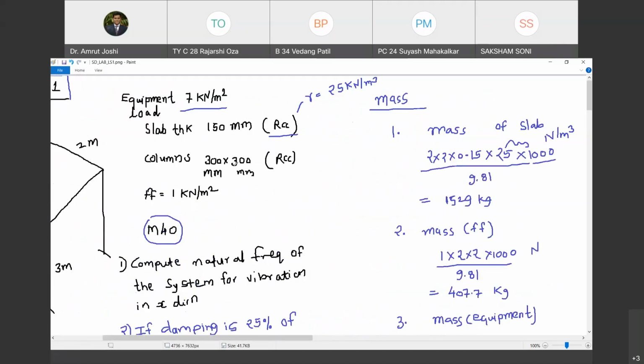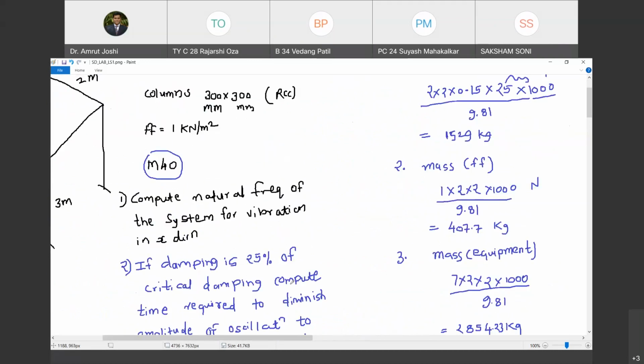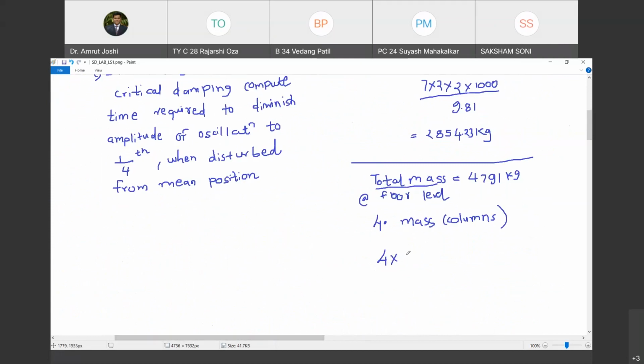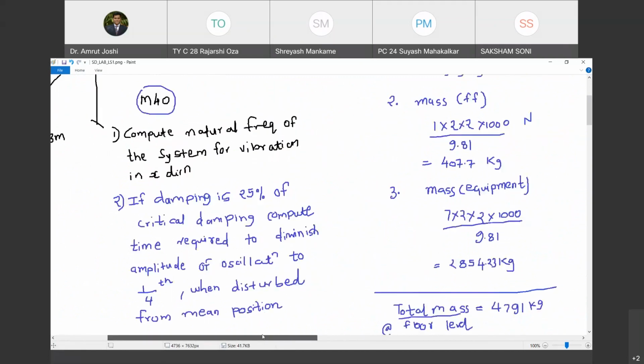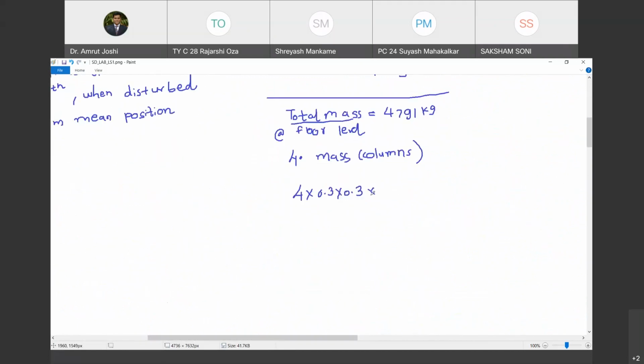It is given that the column is of the dimension 0.3 meter by 0.3 meter. So 4 into 0.3 into 0.3. And what is the height of each column? Height of each column is given as 3 meter. So therefore this multiplied by 3. This becomes the volume of all the 4 columns together. This multiplied by 25 multiplied by 1000. This will be the weight of the column. This divided by 9.81. This is going to be the mass of columns.